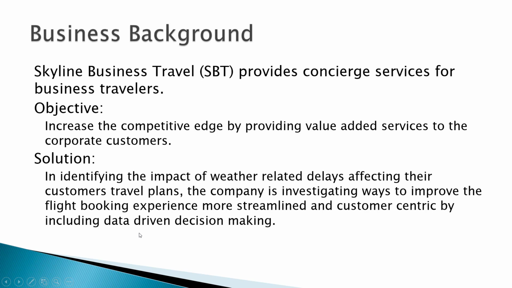So the business background: Skyline Business Travel provides concierge service for business travelers. The objective of the problem is increasing the competitive edge by providing value-added services to corporate customers. So how do we achieve this objective? The solution is identifying the impact of weather-related delays affecting their customers' travel plans. The company is investigating ways to make the flight booking experience more streamlined and customer centric by including data driven decision making.